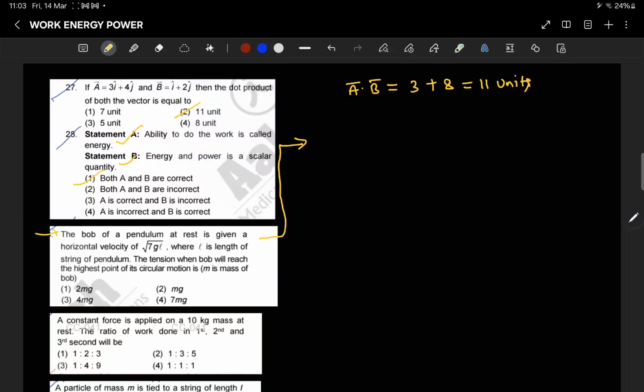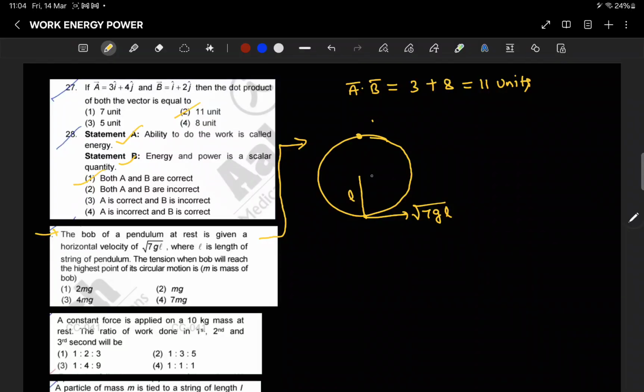This question is related to vertical circular motion. A bob of a pendulum at rest is given horizontal velocity under root of 7gl. That means the lower point velocity is given as root 7gl, where L is the length of the string. Now the question is asking the tension when the bob reaches the highest point of circular motion. What is the tension at the highest point?